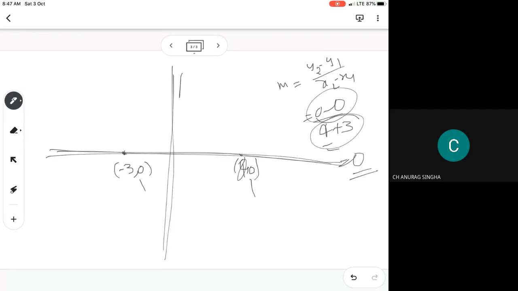But for the slope of the y-axis, take the points (0, 2) and (0, 1). If you want to find the slope, y2 minus y1 means 1 minus 2, by 0, isn't it?